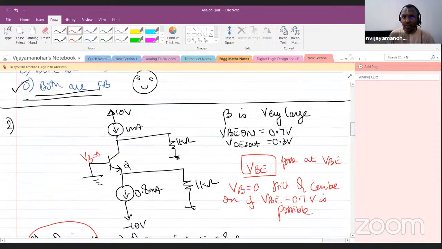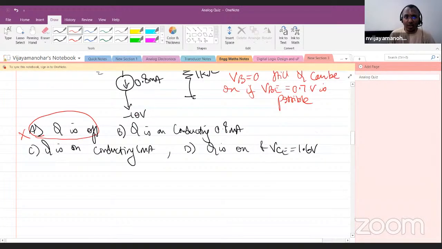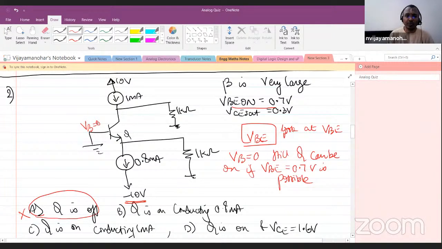Look at this. They have told VBE on is 0.7 volt. So now look at the circuit given. There is a minus 10 volt here. This minus 10 volt will pull down the voltage such that your VBE of 0.7 volt is possible. So this emitter voltage will be minus 0.7 volt because it can go negative. Why can it go negative? Because there is a minus 10 volt that will cause the emitter voltage to go down such that VBE is 0.7 volt.